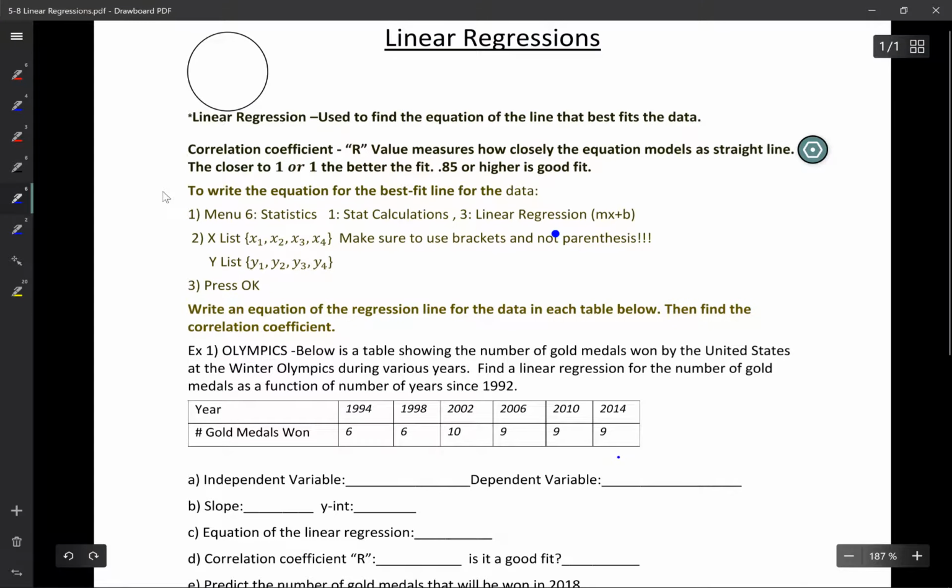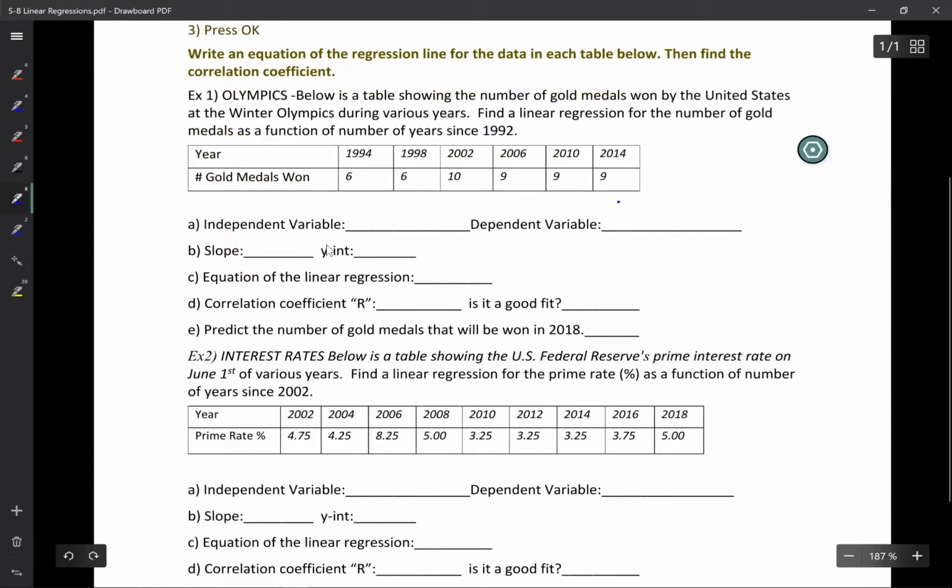When I say a linear regression, it's used to find the equation of a line that best fits the data. Another word for that is line of best fit. The correlation coefficient, the R value, measures how closely the equation models a straight line. The closer it is to 1 or -1, the better a fit. 0.85 or higher is a good fit. That's also true for the negative version of that, right? How do you do that? You do menu 6, 1, 3. Then you open up a set, put the X and Y values, press OK, you'll get the equation. All right. So let's do it with the problem.